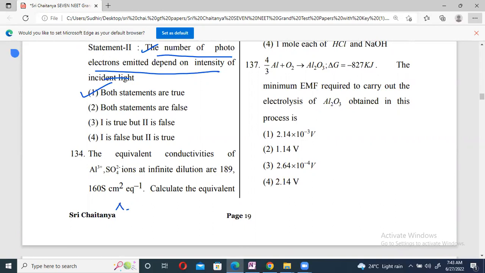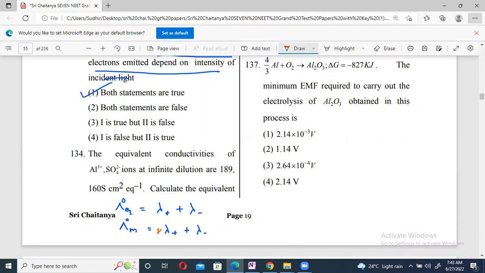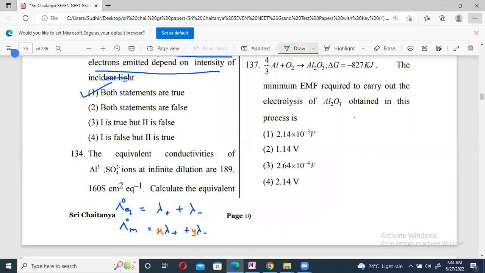Suppose they are asking equivalent conductivity, that means you should write the equivalent conductance of cation plus equivalent conductance of anion. Suppose they are asking molar conductivity, right, beta? Then you should write the molar conductance of cation plus molar conductance of anion, with the help of the number of ions present. Let us say the number of ions is X and Y. For molar conductance, the number of ions should be written. For equivalent conductance, the number of ions should not be written. It's okay.